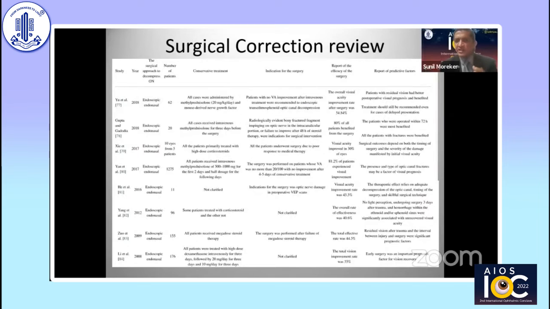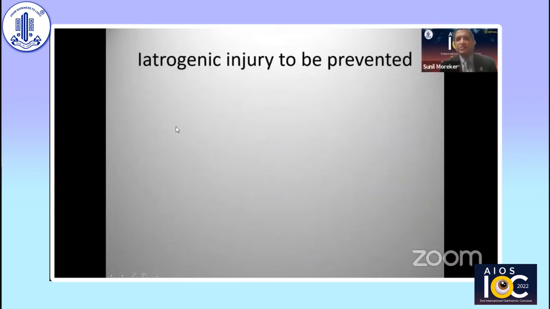Now, as far as surgical correction is concerned, there are lots of papers and lots of reviews on the surgical correction. You have to be armed with this, because that is what you're going to need in case the patient goes in for a medico-legal case. This is the study into which my patient fit, an endoscopic approach, and this is what I did, and these people got the same kind of result. Iatrogenic injury is to be prevented.